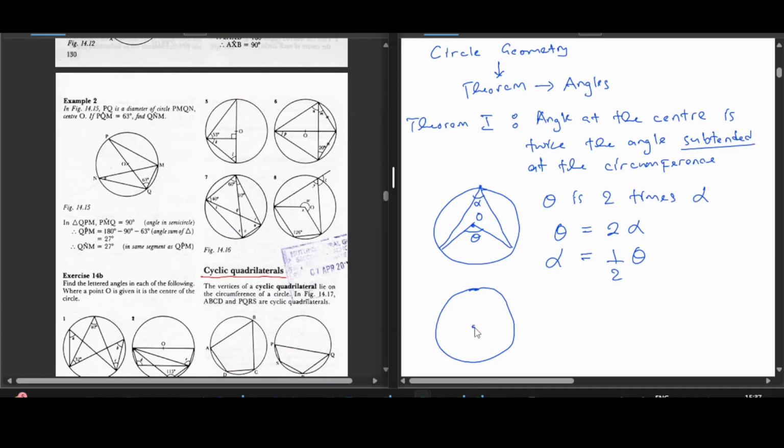Let us say this is our center and we have systems like this. This angle, let us call it beta maybe, and let us call this angle omega. Saka beta is equal to 2 times omega. Omega is equal to half of beta. That's important. You can watch our earlier videos to understand it better, because we did this through calculations and examples. Let us revise theorem number 2.